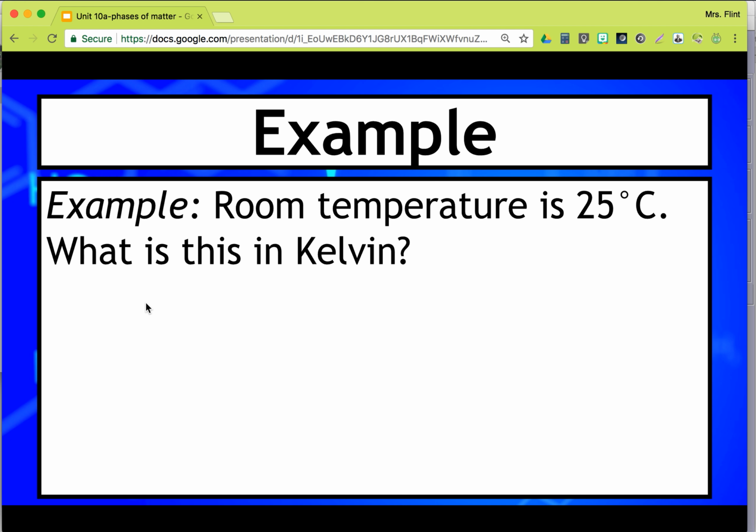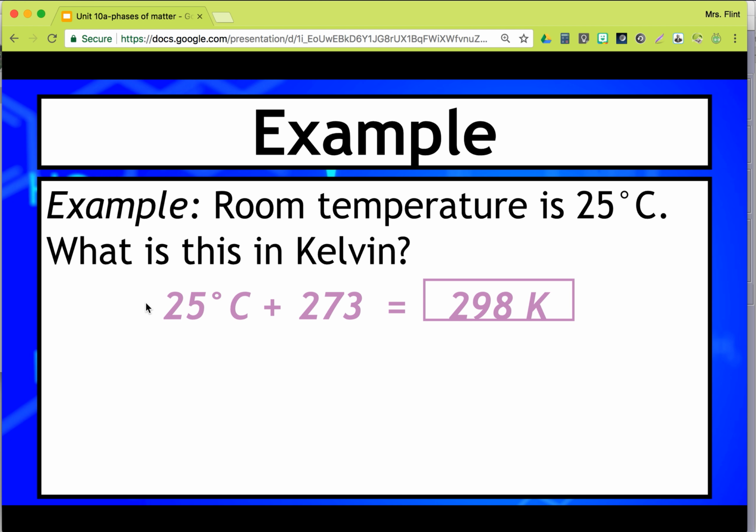Room temperature is 25 degrees Celsius. What is this in Kelvin? 25 degrees Celsius plus 273 is 298 degrees Kelvin. So you just take your Celsius temperature, add 273 degrees, and that's going to be Kelvin.